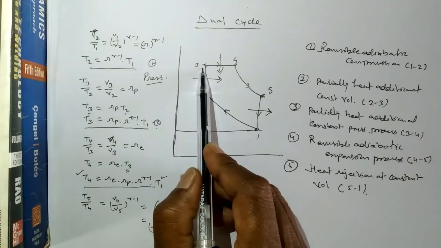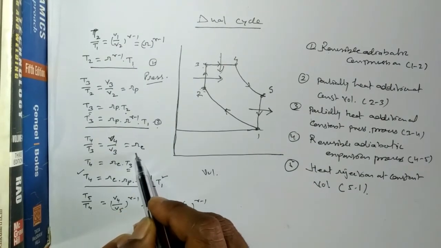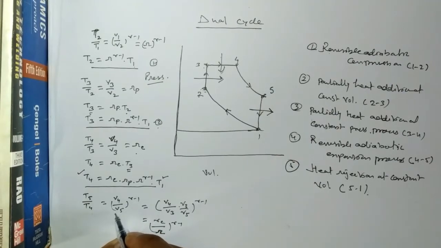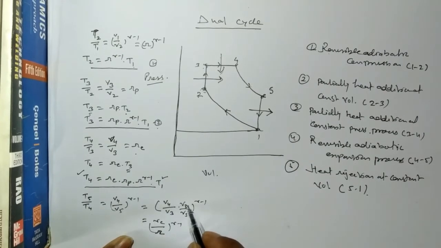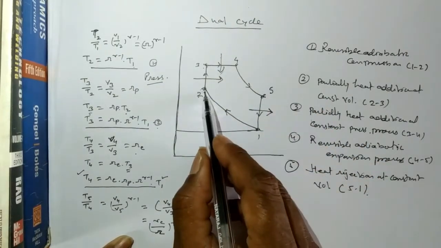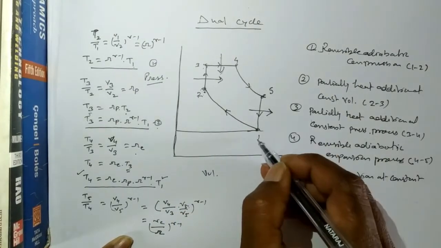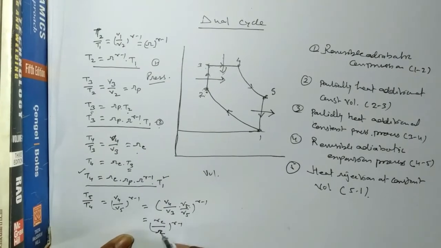V4 by V3, that is called the cutoff ratio. So we divide V4 by V3, that is the cutoff ratio, and multiply with V3 by V5. V3 is equal to V2, hence V2 by V1. V3 is replaced by V2 and V5 is replaced by V1. V2 by V1 will equal 1 by r.